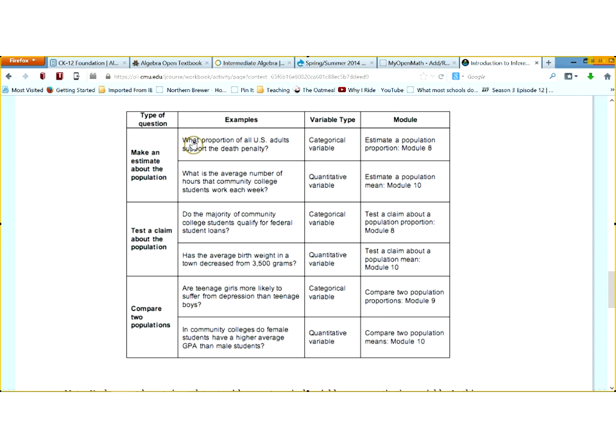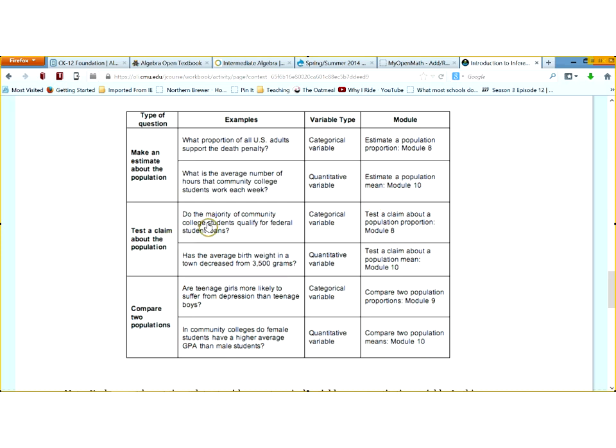Make an estimate about the population. What proportion of all U.S. adults support the death penalty? That's categorical. We'd estimate a population proportion. What's the average number of hours that community college students work each week? That's quantitative, and we'd estimate a population mean. So we're almost always either going to be working with a proportion or a mean. And in Module 7, it's going to be proportions.